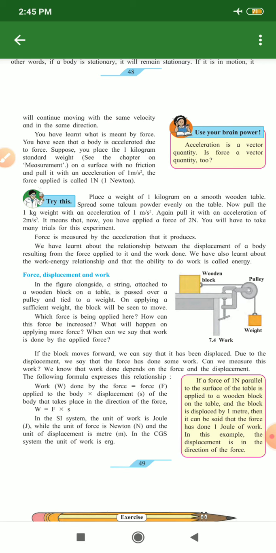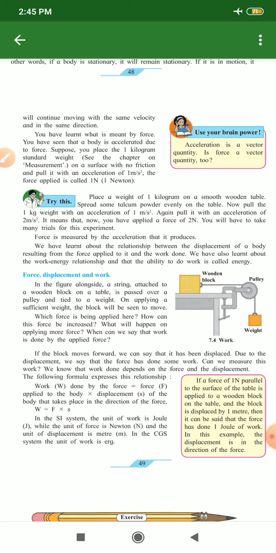Which force is being applied here? How can this force be increased? What will happen on applying more force? When can we say that work is done by the applied force? Now, if the block moves forward, we can say that it has been displaced. Due to the displacement, we say that force has done some work. Can we measure this work? We know that work done depends on the force and the displacement. The following formula expresses this relationship.